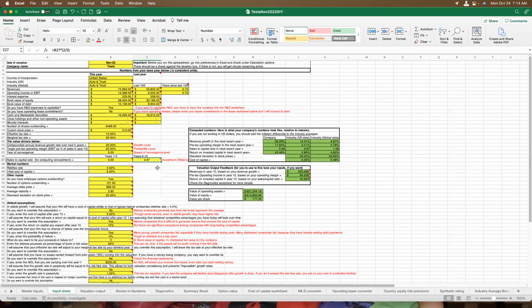So if you think about my story, it's a big story of revenue growth of 25%, margins converging on 20%, sales to capital of 4, and my cost of capital is 9%, pretty close to the median company. Now, could I be wrong about those 4 inputs? Absolutely.